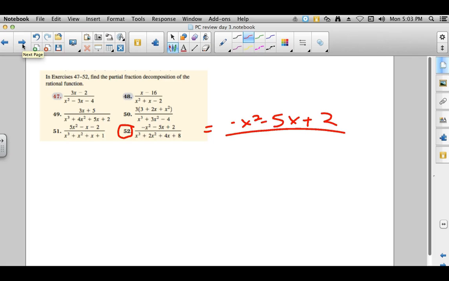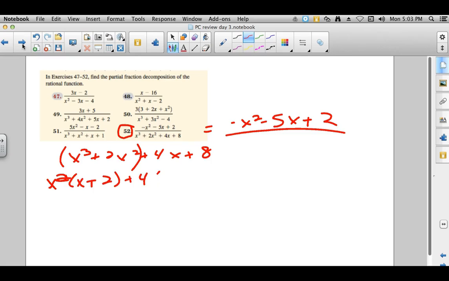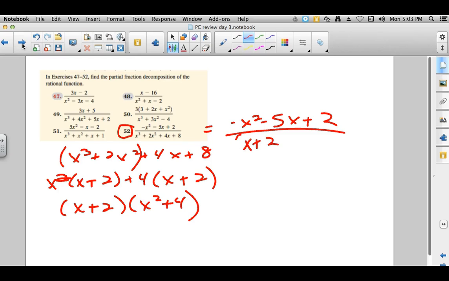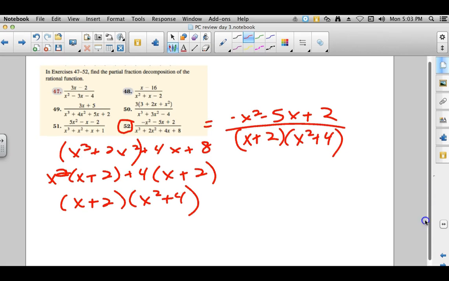So if we have x cubed plus 2x squared plus 4x plus 8, we're going to factor by grouping. And I notice an x squared will come out of both of those. So that'll be x squared times x plus 2, and a 4 will come out of the back. Obviously, x plus 2 is a factor, as is x squared plus 4. And x squared plus 4 is not factorable. That makes it an irreducible quadratic. That means that's going to have a linear factor to it.